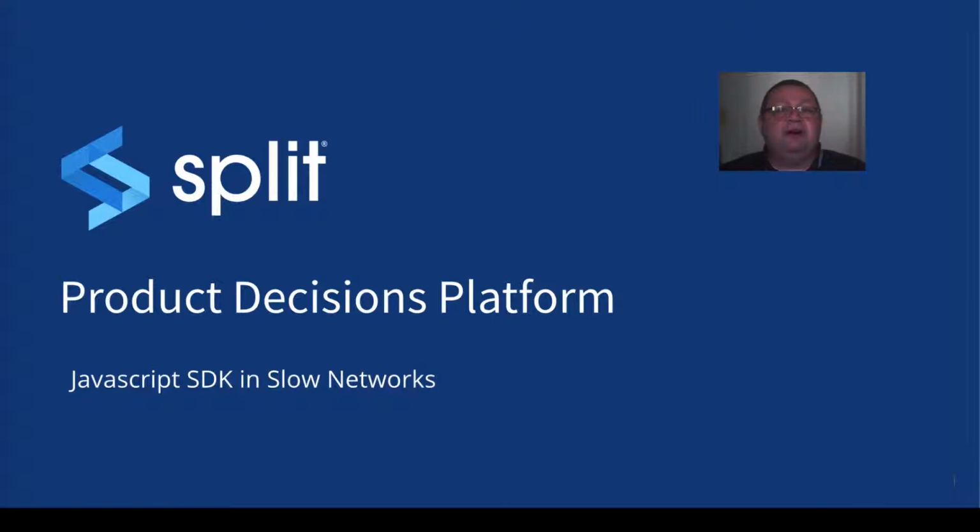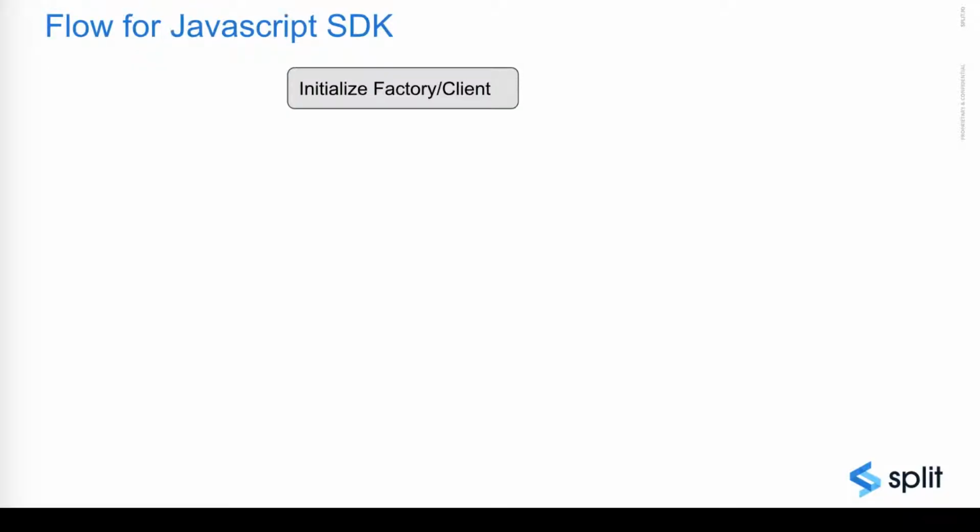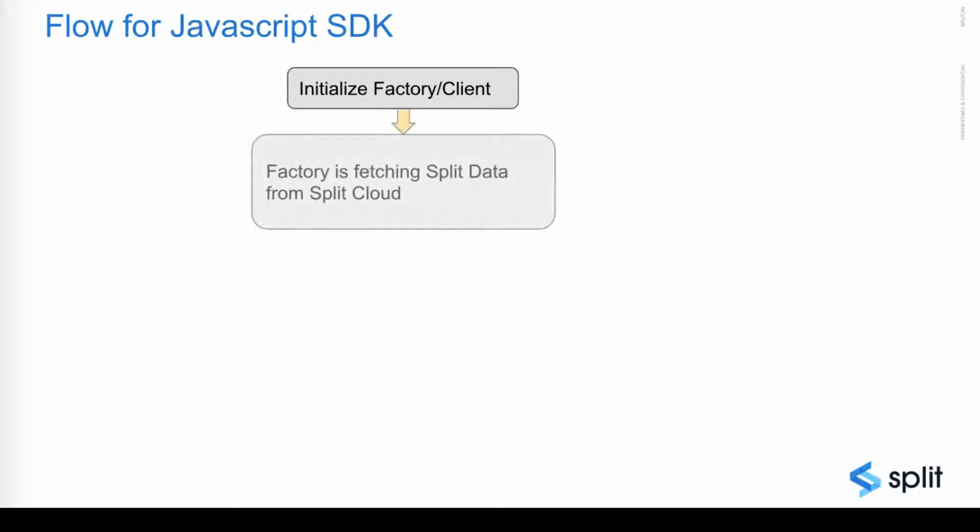Today we're going to talk about the implementation of the Java SDK in slow networks and what the issues there are and how we resolve them. First, we'll talk about the flow for the JavaScript SDK inside the browser. So first we initialize the factory object or the client object.